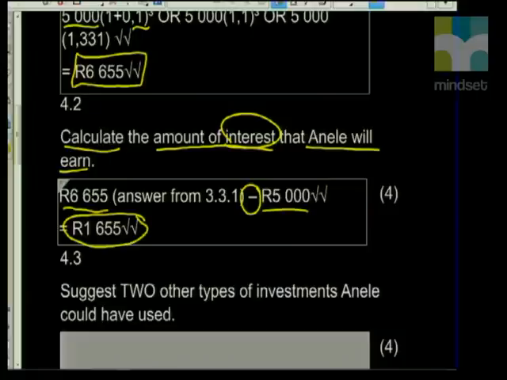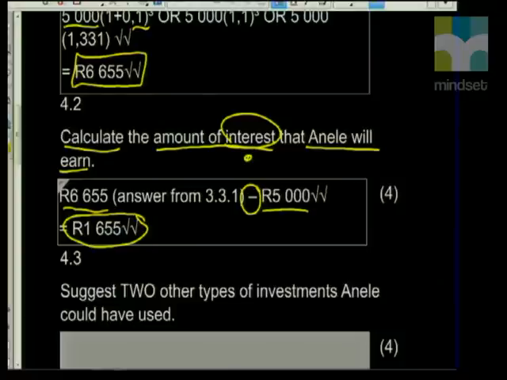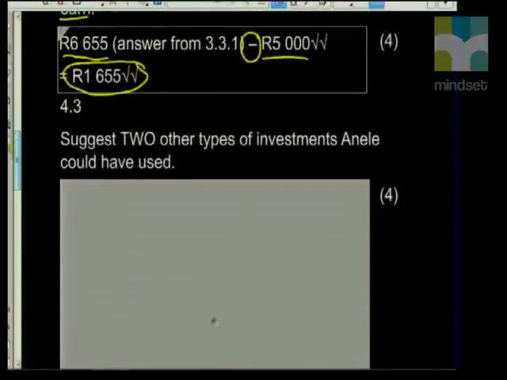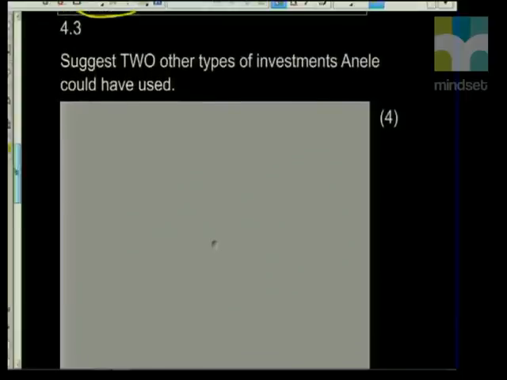So again, nice, easy, I think easy 4 marks, and easy 4 marks do a lot to help you with the exams. So the difference again, guys: calculate the amount of interest that Anele will earn, compared to how much he will get out after 3 years. And the last question, question 4.3, asks you to suggest 2 other types of investments Anele could have used. So instead of putting the money in the bank and receiving interest through the normal compound interest way, which other ways could Anele have used to earn money on that 5,000 Rand initial investment?